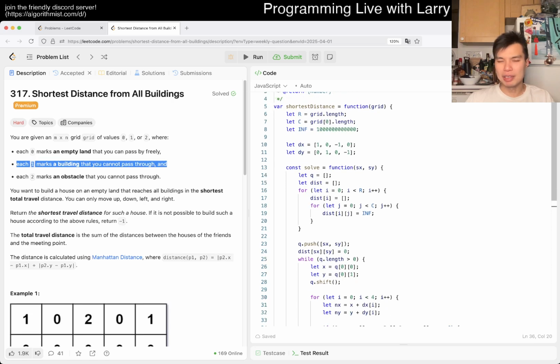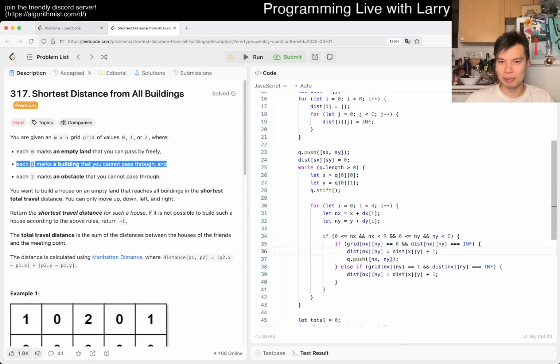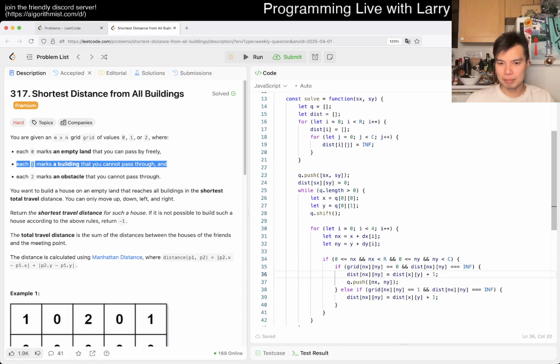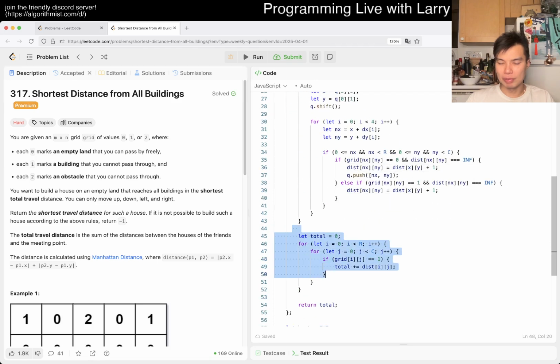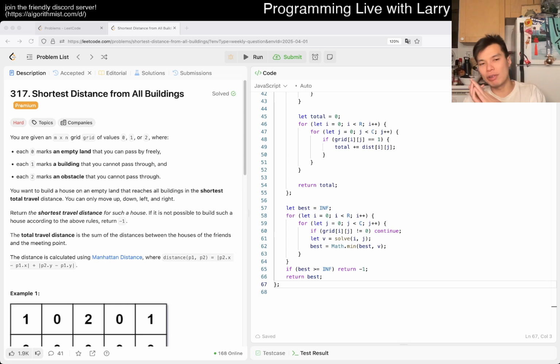But yeah, let me show you the code one more time. This is going to be the solve function, which is just a regular BFS, along with getting the distance for the fails. Here, I just loop through all of them, and that's straightforward, I hope. But yeah, that's all I have for this one. Let me know what you think about this.